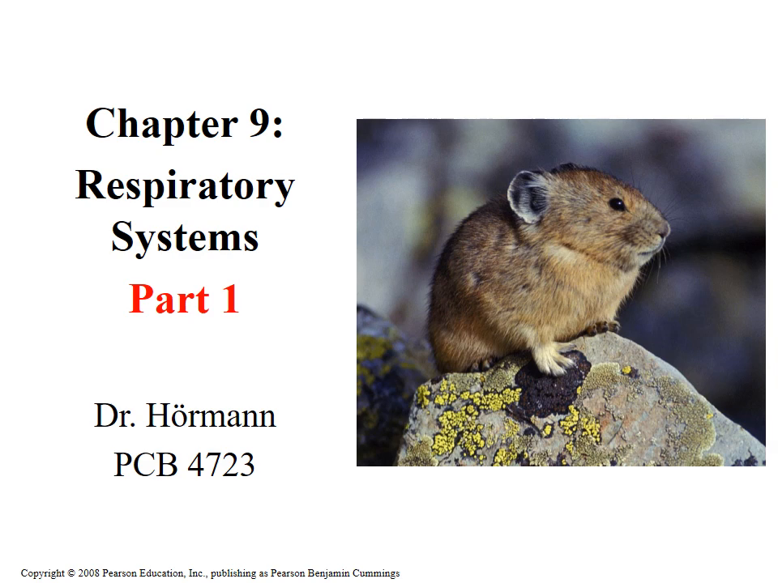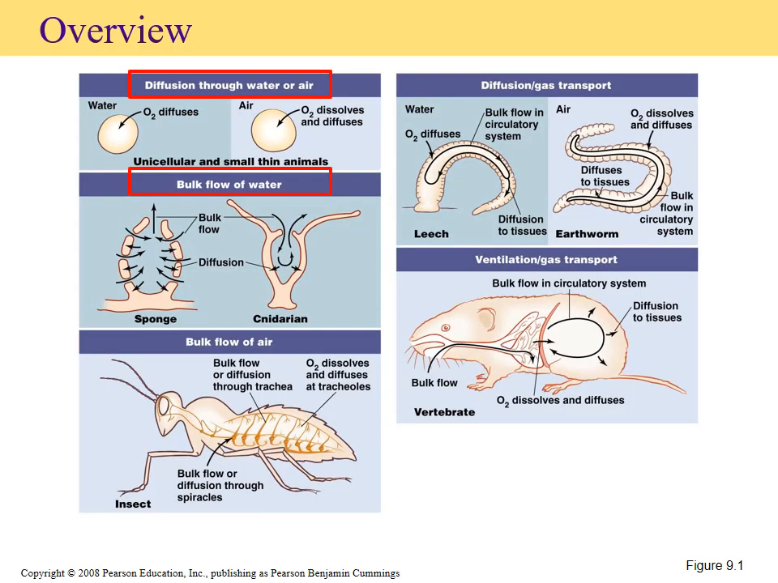Welcome to Chapter 9 on the respiratory system. Now, when we think of the respiratory system, many of us think about items like oxygen concentration, carbon dioxide concentration, our lungs, our trachea, maybe even our alveoli, and you're all correct in that.